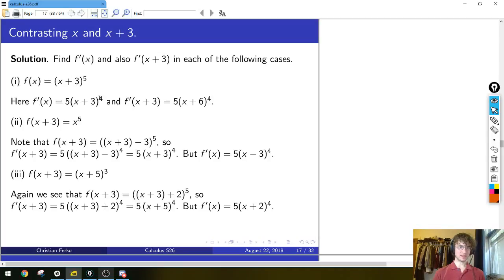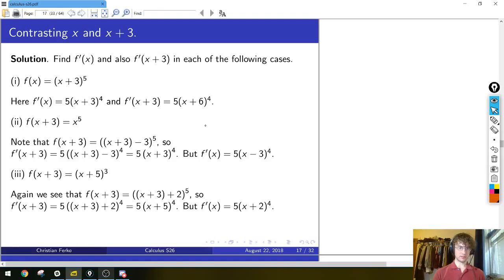So in the first case, I think this is what we had. Yeah, this is f of x, so there's no trickery about the dummy. You just differentiate using the power rule, 5 times x plus 3 to the 4. In this case, you plug in x plus 3 for x, so it's 5 times x plus 6 to the power 4. And this one, I think, matches what we had. F of x plus 3 means we can express the right-hand side in terms of the dummy, x plus 3. F prime, with respect to that dummy, is 5 times x plus 3 minus 3.